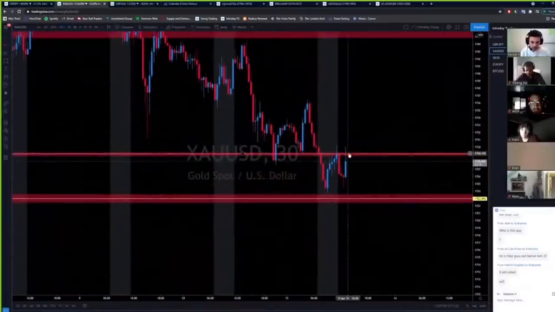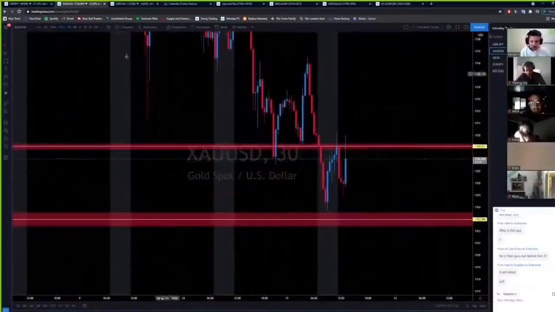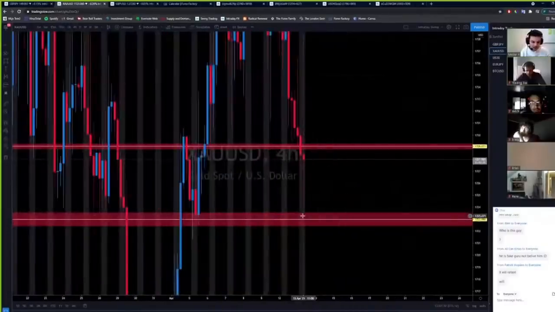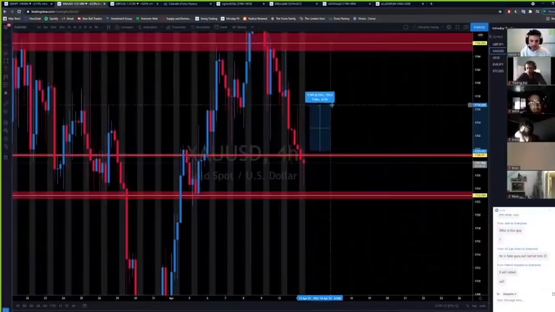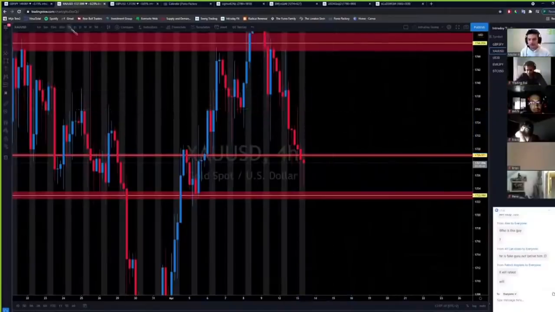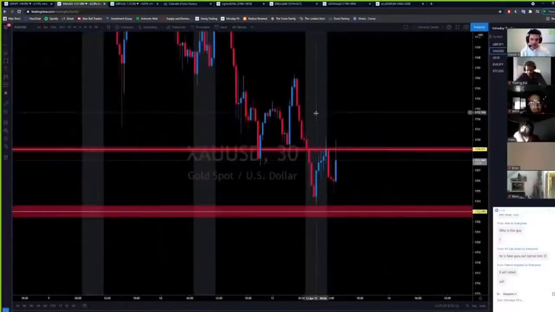But if we're going to start breaking above 1729, then we can say, okay, 1723 is going to be respected, and we can start maybe heading up in a counter trend fashion.